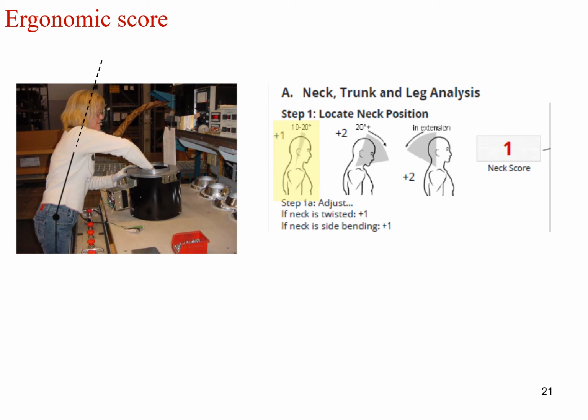Step 1. Locate neck position to get neck score. Here her neck bends very little, probably within 20 degrees. So neck score is 1. Since her neck is neither twisted nor side bending, so no need to adjust neck score.